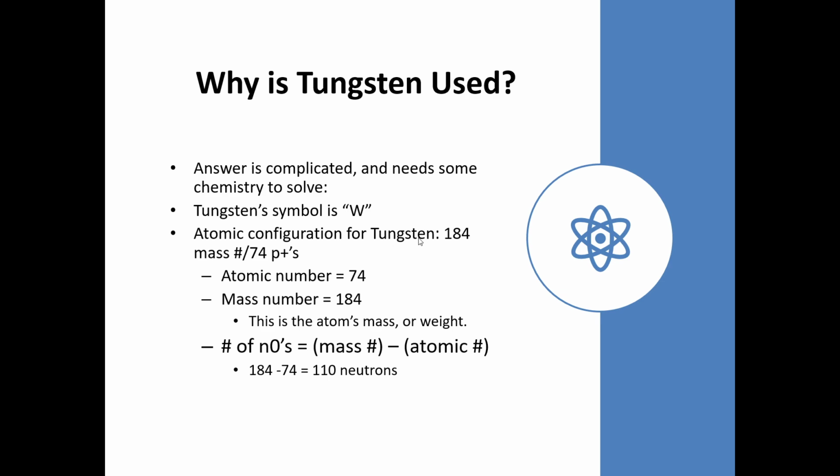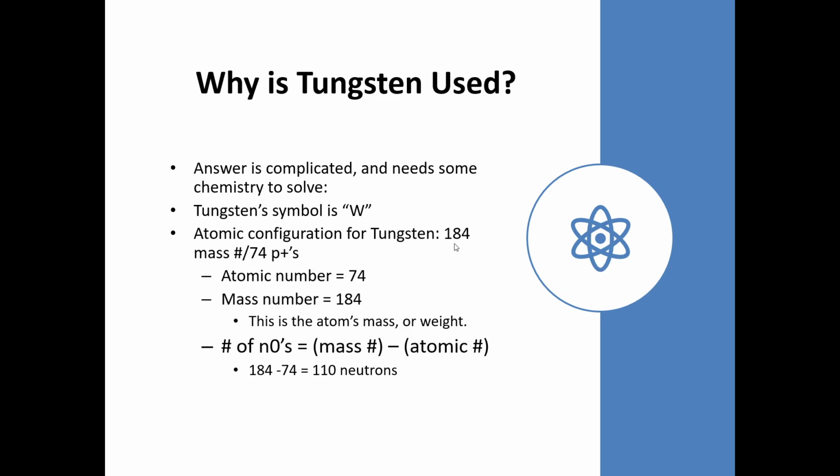So going over why we use tungsten, it's kind of a complicated answer, and we need to do just a little bit of chemistry to make sure we know why. Tungsten symbol is W again. Our atomic configuration. So configuration describes the numbers that tell us how many protons and neutrons are in the nucleus and how many electrons are in the outer shells or orbitals.